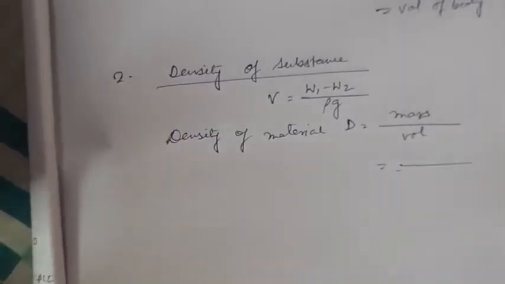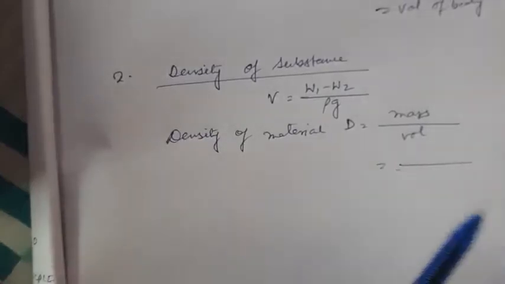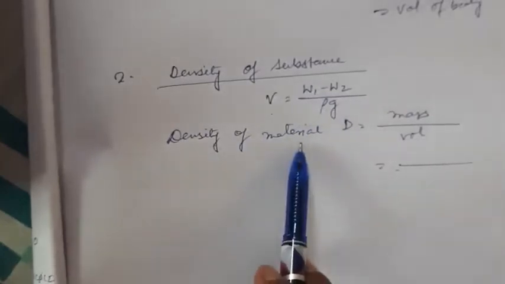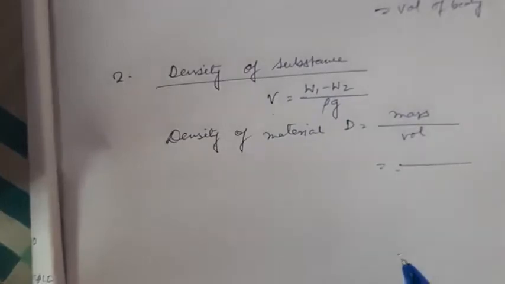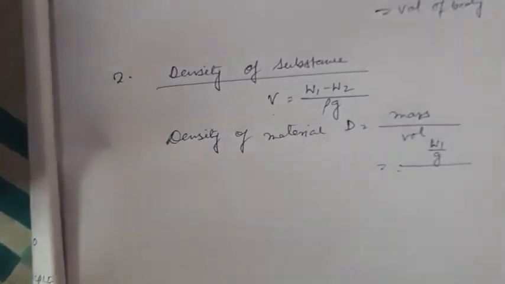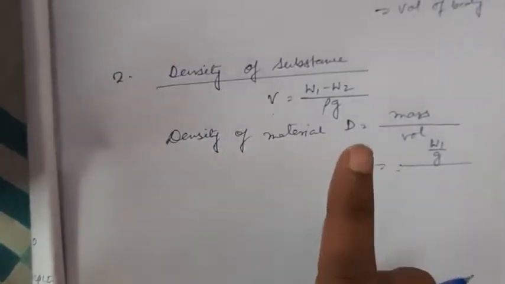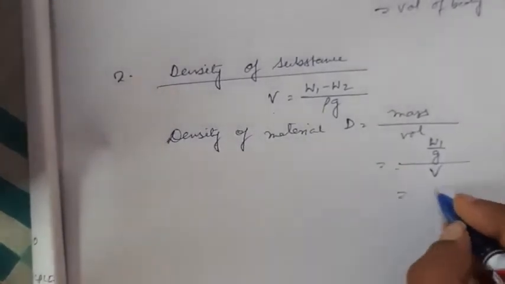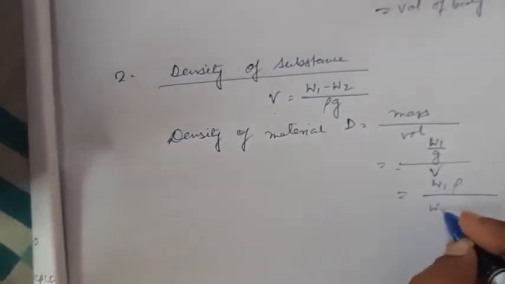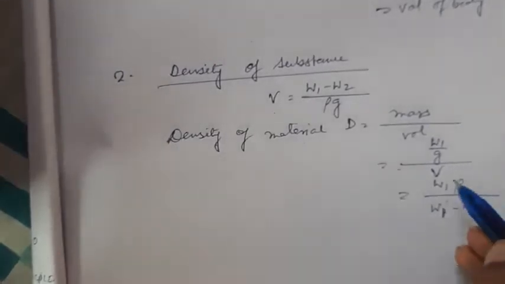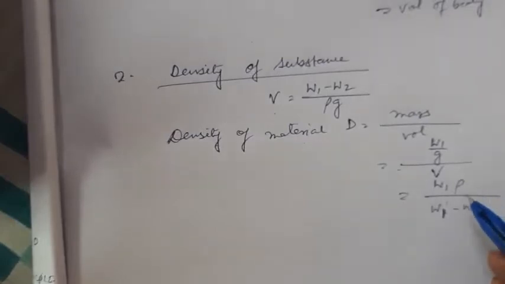Now to calculate the density of a substance, from the first case we have taken the formula V is equal to (W1 minus W2) by rho G. Now what is the density of the material? That is mass by volume. Now what was the mass of the body? W1 by G, since weight was equal to mg. So the density is (W1 by G) by V. Here we have replaced the value of V in this equation. We get density equal to W1 rho by (W1 minus W2).